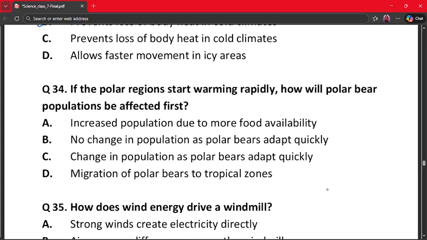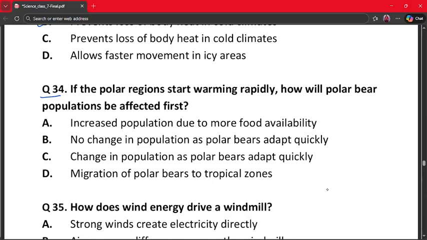Question number 34. If the polar regions start warming rapidly, how will polar bear population be affected first? A. Increased population due to more food availability. B. No change in population as polar bears adapt quickly. C. Change in population as polar bears adapt quickly. D. Migration of polar bears to tropical zones.